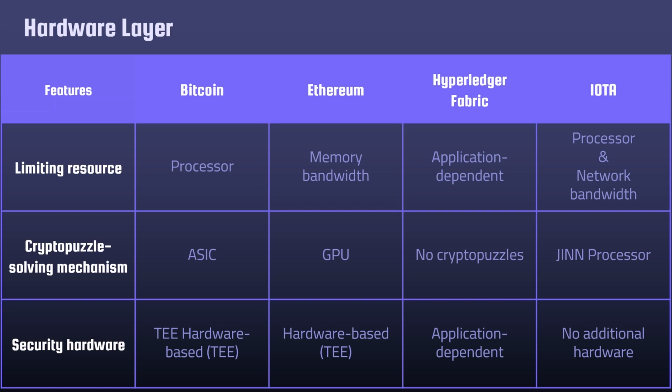The crypto puzzle solving mechanism in Bitcoin is the ASIC processor. In Ethereum it is the GPU processor. IOTA uses a Gen processor, while Fabric does not contain a crypto puzzle. The next feature is security hardware. Bitcoin and Ethereum both use hardware-based trusted execution environments. In IOTA, no additional hardware.